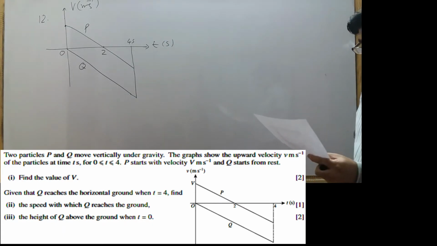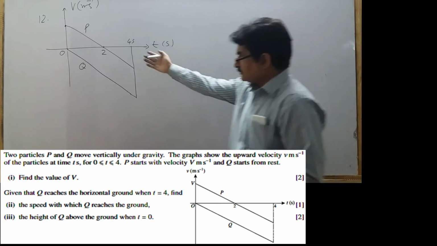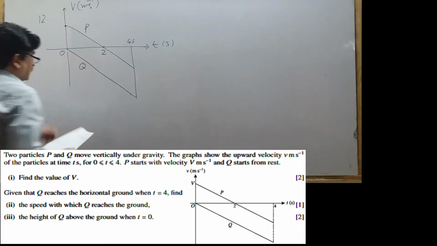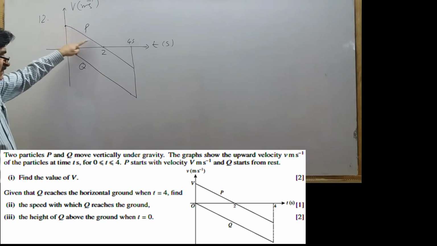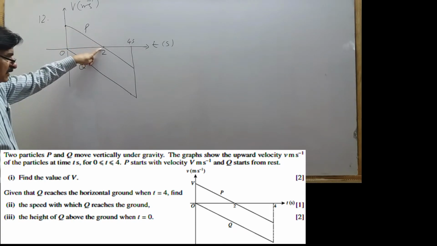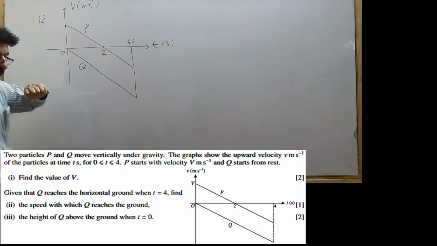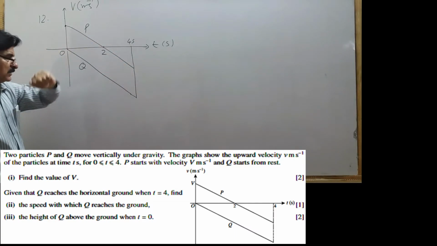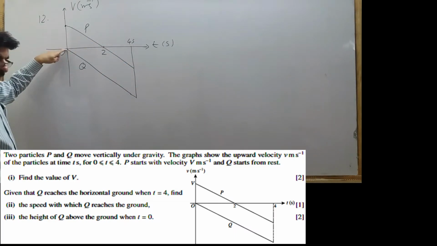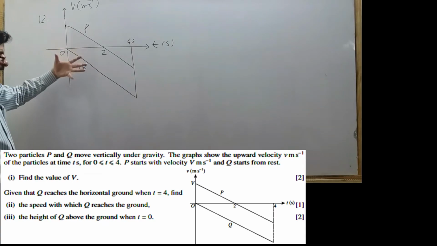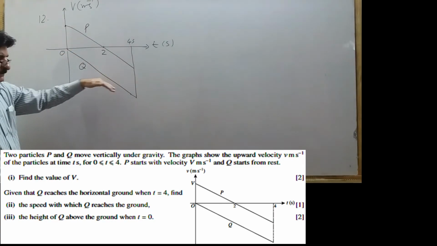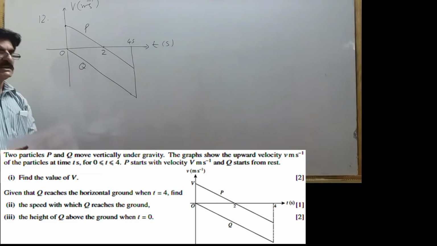P starts with velocity v. Now see this graph, understand it. The velocity of P at time 0 is not 0, it has some velocity, say v, and then its velocity decreases, and here its velocity becomes 0, and then its velocity becomes negative. That's why the graph is going down. Now for Q, the initial velocity is 0, and then its velocity is decreasing, meaning negative, but it is speeding up. The magnitude of the velocity is increasing but it is negative.